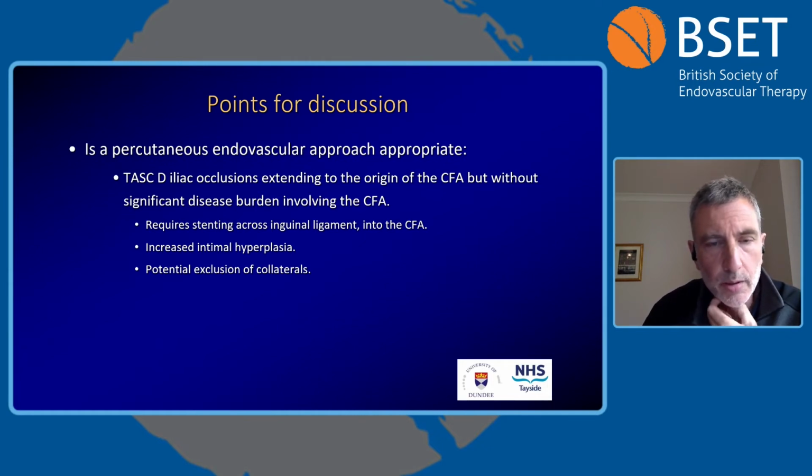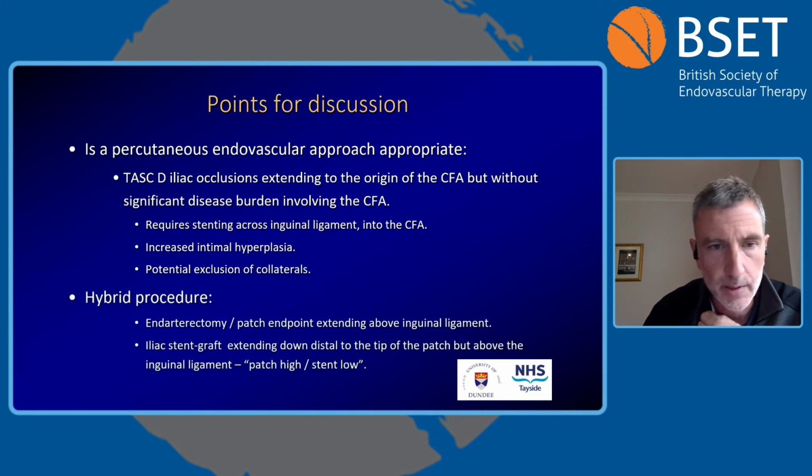Percutaneous treatment requires stenting across the inguinal ligament into the common femoral arteries. And if you don't, then you will have untreated disease distal to your stent. I think there is some evidence of an increased neointimal hyperplasia response if you stent across the inguinal ligament, and you also potentially exclude these important collaterals just at and below the level of the inguinal ligament. We've certainly seen patients treated percutaneously who've had failed stents presenting with profound degrees of ischemia as a result of that in the past.